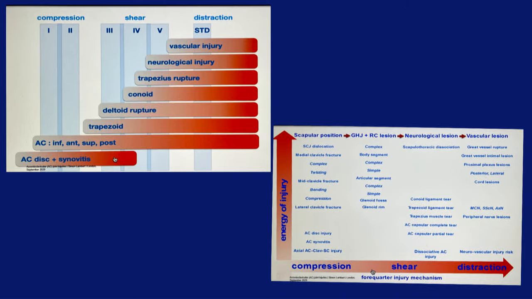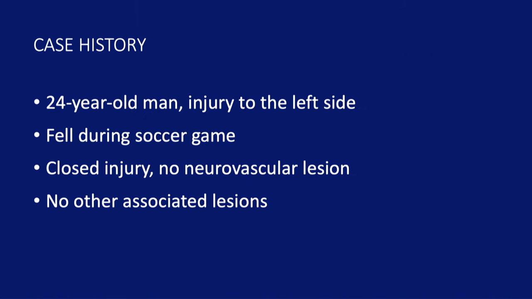So if you also study the spectrum of injury as well as the energy dissipated in this region, you can get various types of lesions at the AC joint as well as fractures of the clavicle. So we'll study some cases about this.